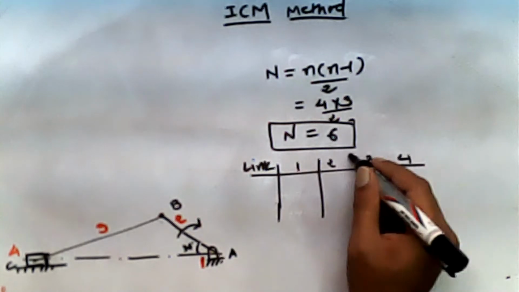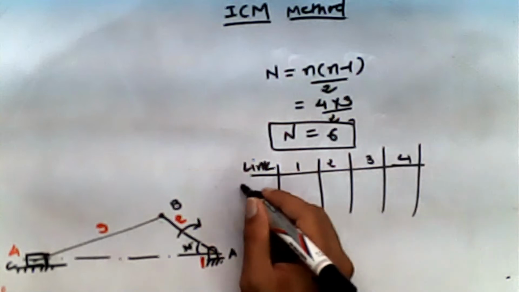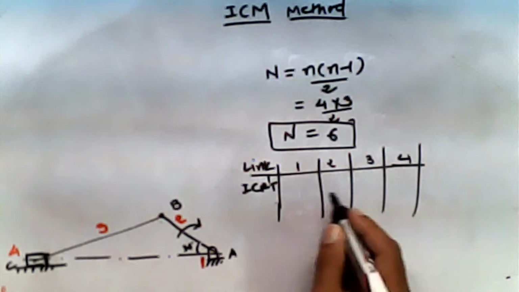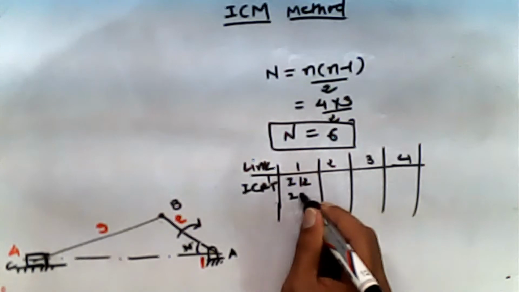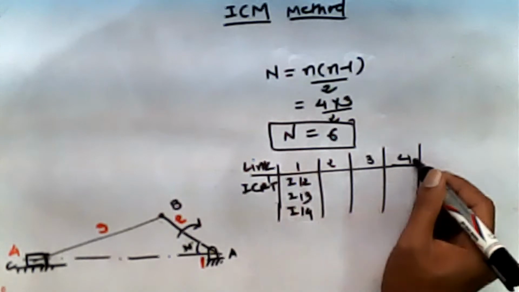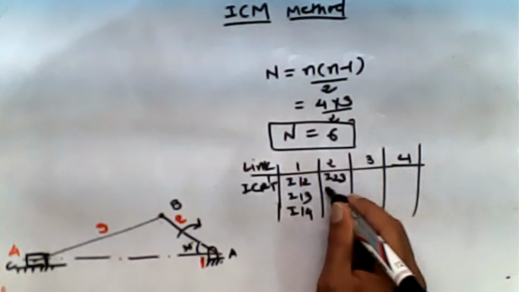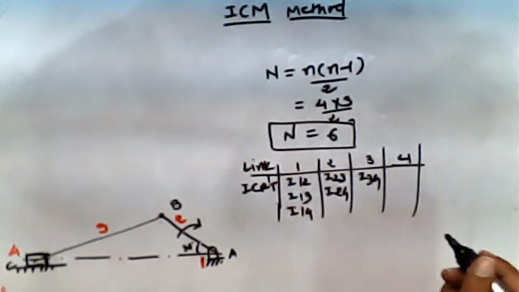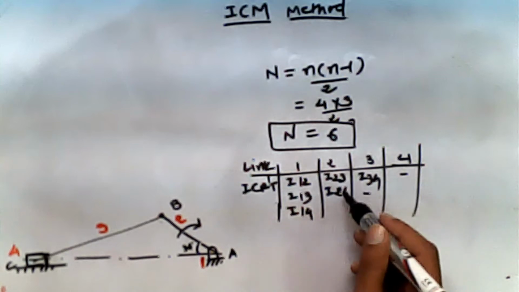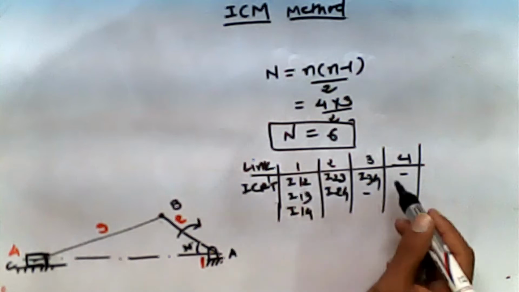I'm writing this in column form. Correct, and I will write all the instantaneous centers here. First, I will start with number 1. So I12, I13, I14. We have a maximum of 4 links. Similarly, I23, I24, I34. Correct. So 3, 4, 5, 6 instantaneous centers.